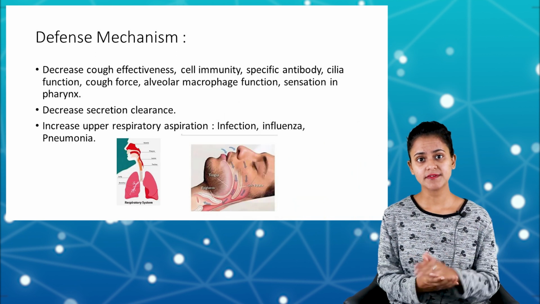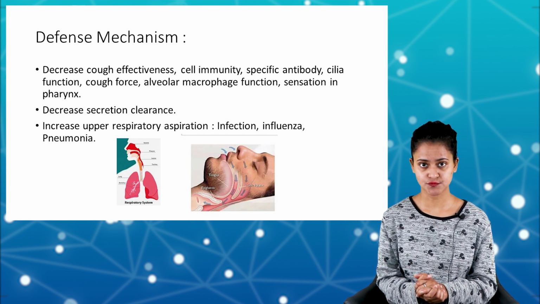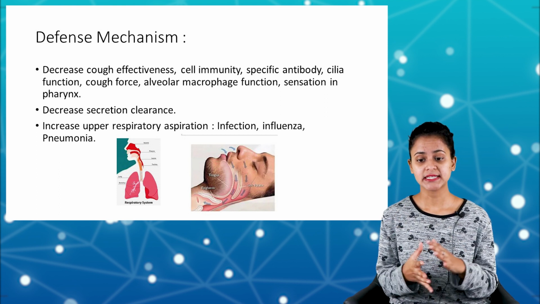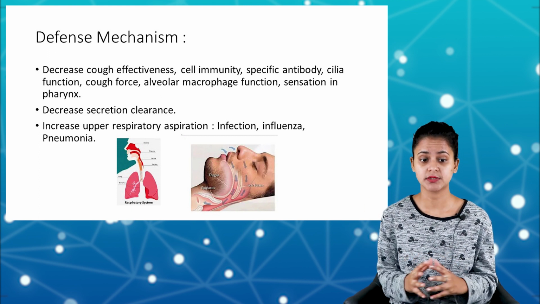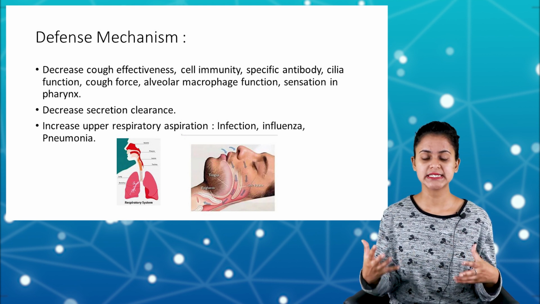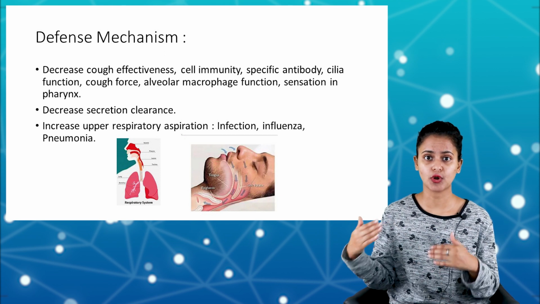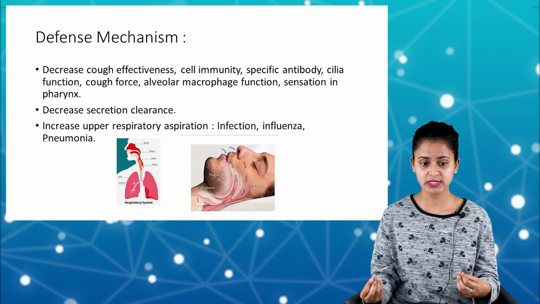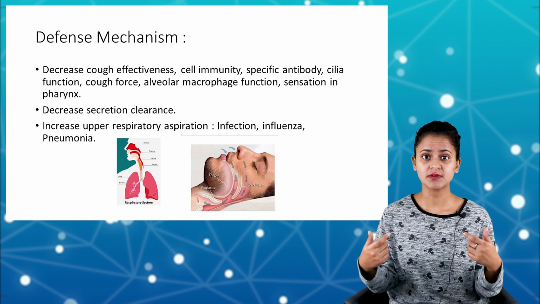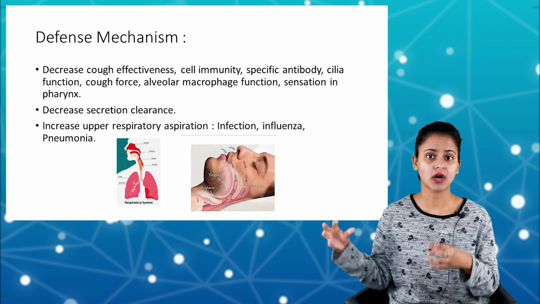Normal pH will be seen in the client, and partial pressure of carbon dioxide will often show a normal value. As a defense mechanism of the respiratory system, we often see the older individual present with decreased cough effectiveness. Cell immunity, specific antibody production and generation, and their function will also be disturbed here. The functions of the cilia will be disturbed. The force of the cough will generally be reduced for the older individual. Alveolar macrophage functioning will be disturbed here, and there will be disturbed sensation or activity of the pharynx as well as larynx of an older adult.